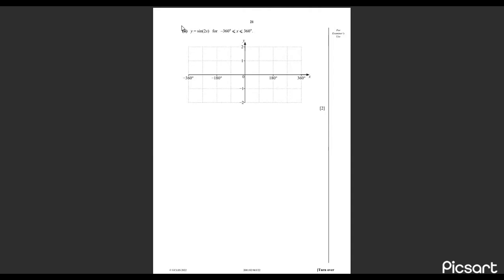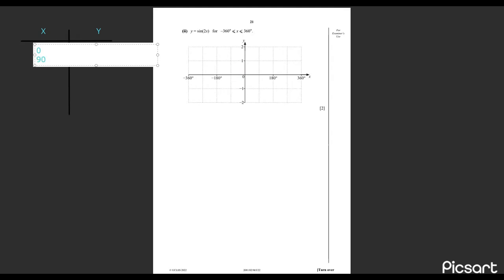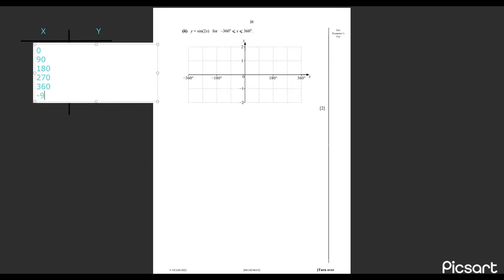A new table with 2x, or double x here. We are going to make it with double x. So we are going to make x and y. You have to plot clear points here. So we have to make the value of x and the value of y. And here we start with 0, then 90, then 180, then 270 and 360. Then we write the negative values, which are negative 90, negative 180, negative 270, and negative 360.